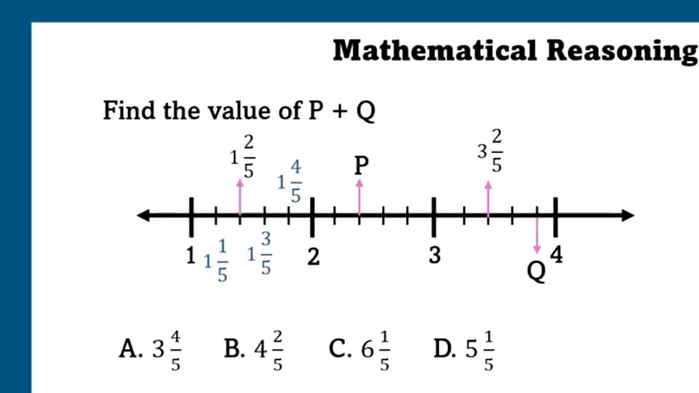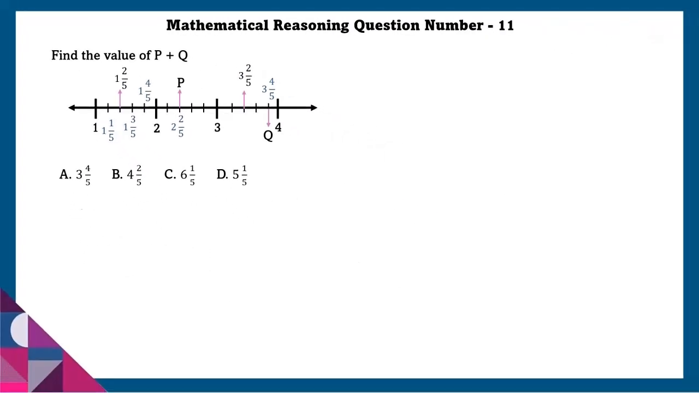So in that 5 divisions, 1 is P and 1 is Q. So the value of P is equal to 2, 2 by 5. And Q is equal to 3, 4 by 5. Now the value of P plus Q is equal to 6, 1 by 5.